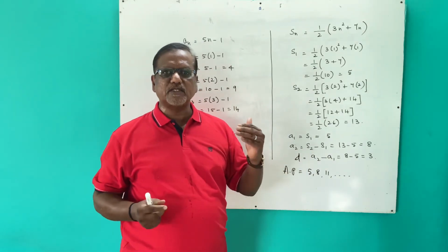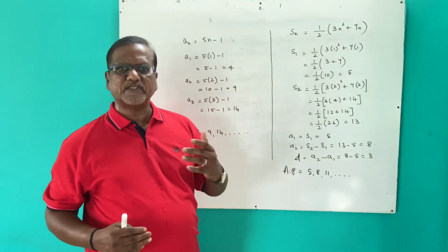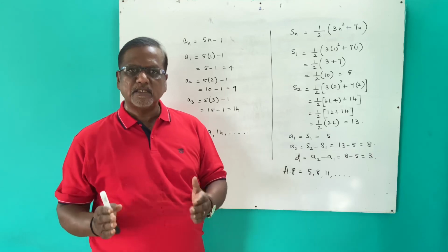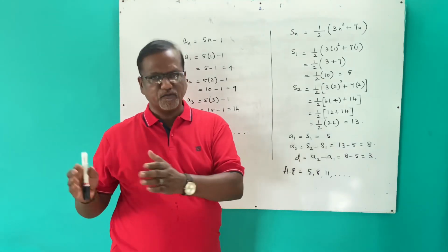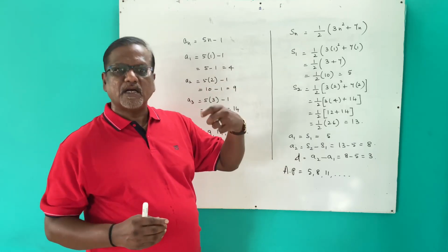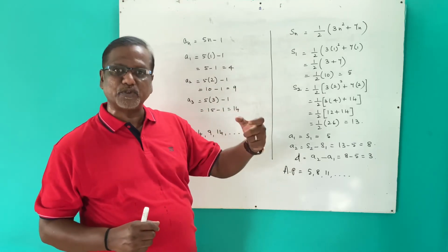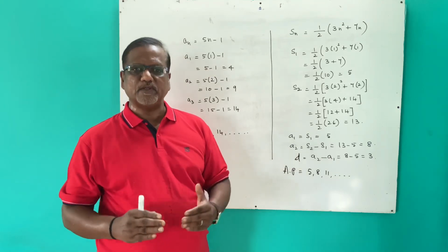So these are the two different types of sums that can be given. That is how we have to proceed when the nth term is given to find the AP, and how we have to proceed when the sum to n terms is given to find the AP.